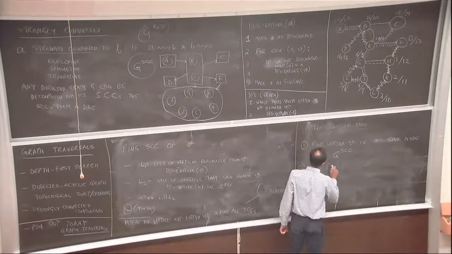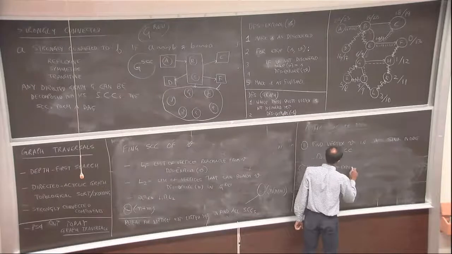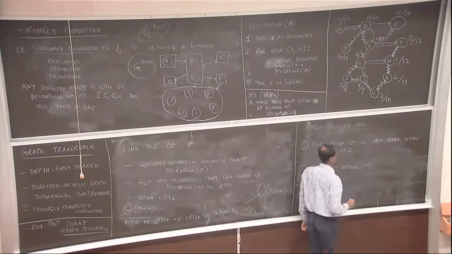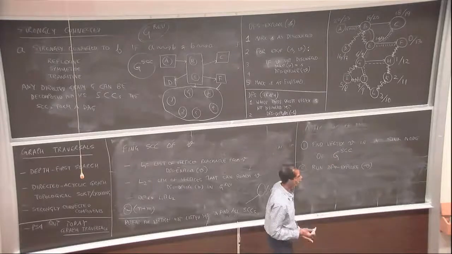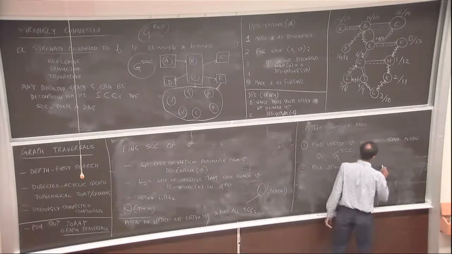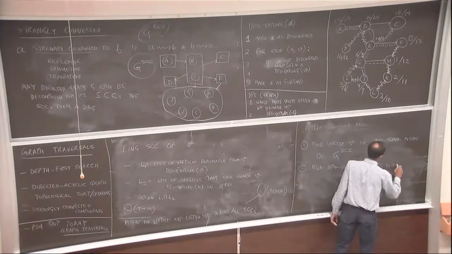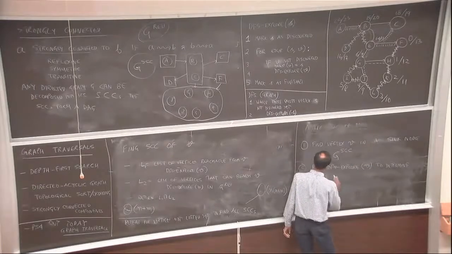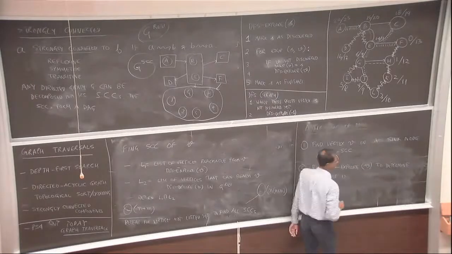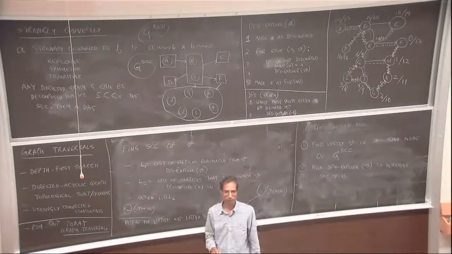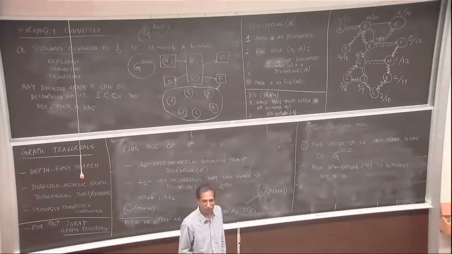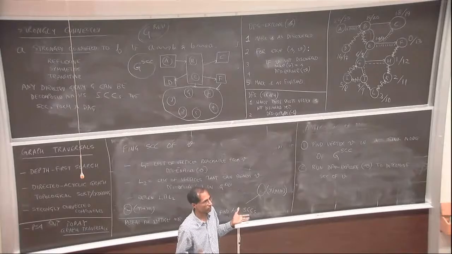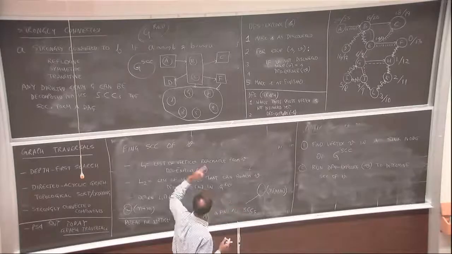Run DFS explore from that vertex B to determine the SCC of B. Remove these vertices and repeat. Remove these vertices and then you just do the same thing again.